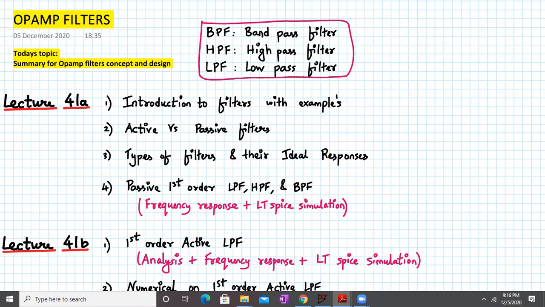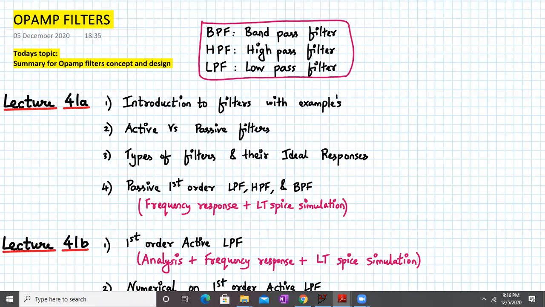Today we are going to see the summary for OPAM filter concept and design. Before we begin, there are some acronyms. BPF stands for band pass filter, HPF stands for high pass filter, and LPF stands for low pass filter. Henceforth we will be using the short forms.